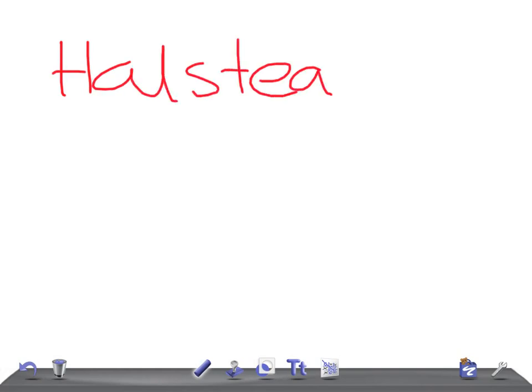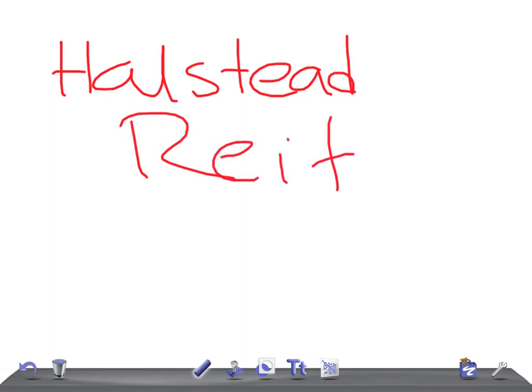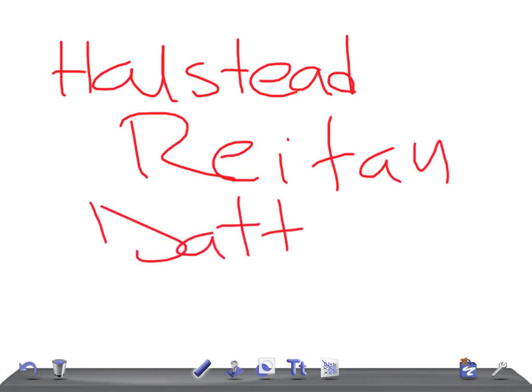Now the other test is the Halstead-Reitan battery test. Where do you see this test? The Halstead-Reitan battery test is used to determine the location and the effect of specific brain lesions. So, to determine the locations and the effects of specific brain lesions.